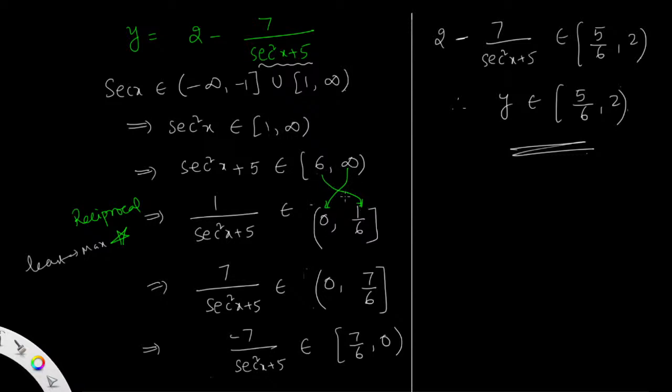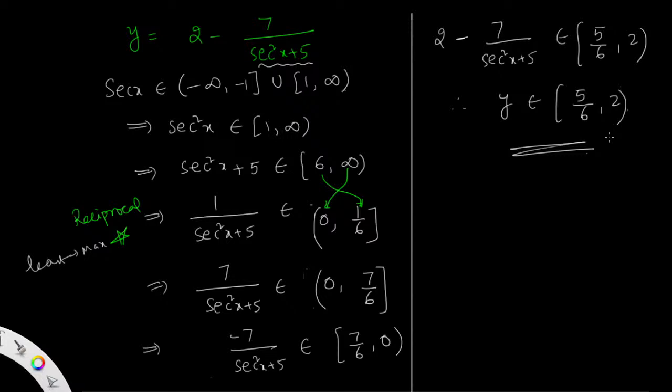And then the 7: divide both sides by 7. 0 by 7 is 0, and 7 by 6. Next, the minus means reciprocal conversion, again in the opposite direction, so that is 7 by 6 comma 0. Here 2 minus 7 by 6 is 12 minus 7, which gives 5 by 6 comma 2. This total value is treated as y, so y is 5 by 6 comma 2.